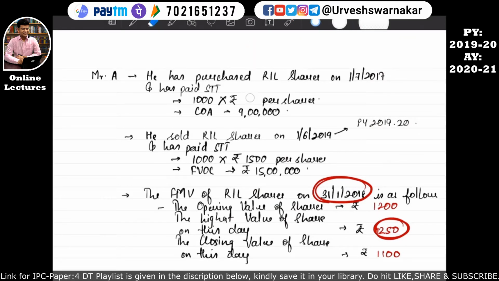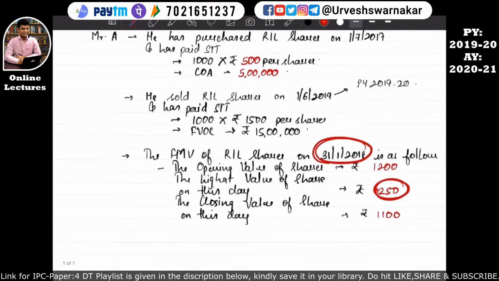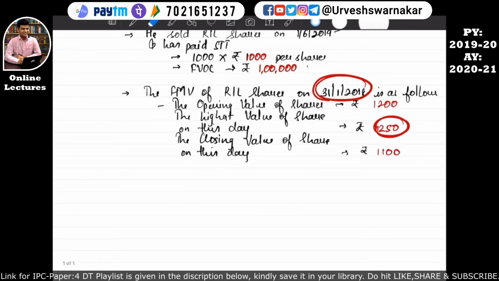The cost of acquisition of these shares was say rupees 500 per share, so the cost of acquisition will become 5 lakh. And it has been sold for say rupees 1000, so the full value of consideration will change and become 10 lakh. The FMV of these shares on 31st January 2018 will also change. We will change the figures: the opening value of the shares we will write 800, the highest value for example 850, and the closing value say 700.